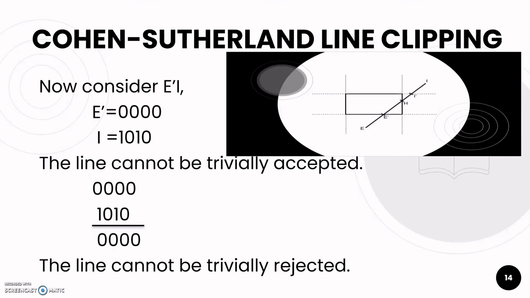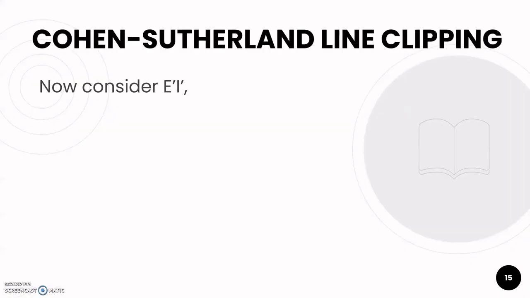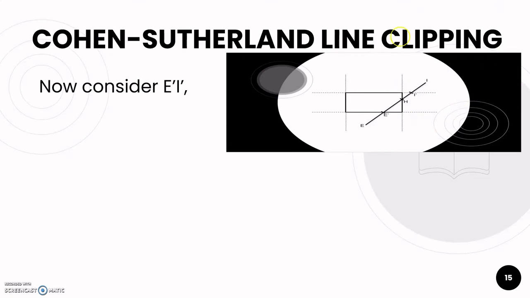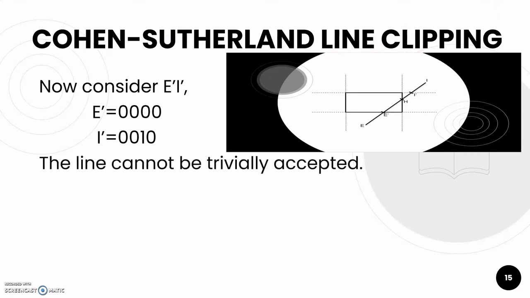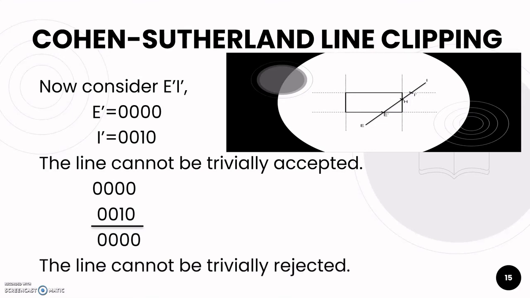So we are clipping it at H. Okay, let's see when we clip it at H. Now consider the line E dash, I dash. Sorry, we're not clipping it at H, we're clipping it at I dash. When we clip it at I dash, we get E dash and I dash values. Then the line cannot be trivially accepted, but it cannot be trivially rejected either. So we will find out the fourth iteration.